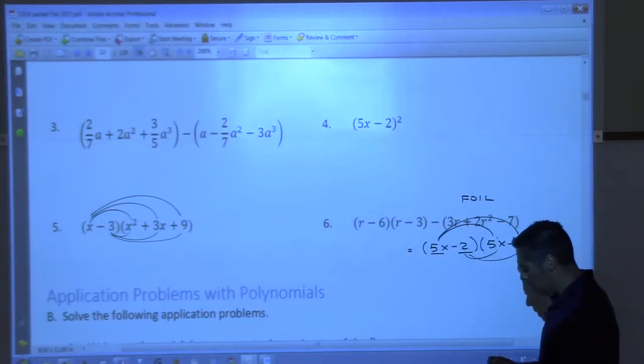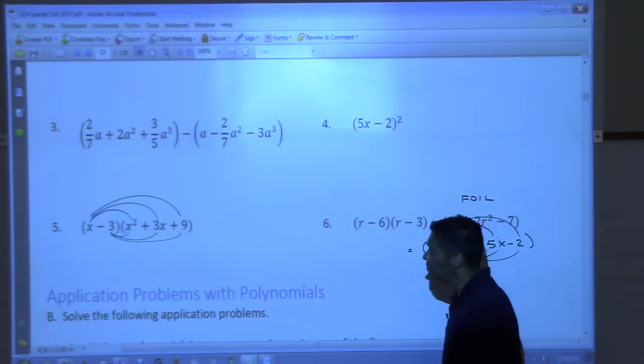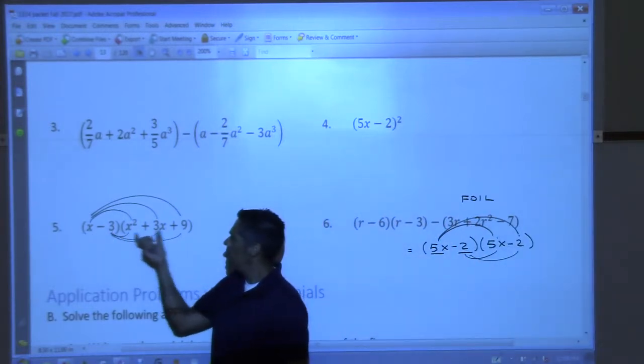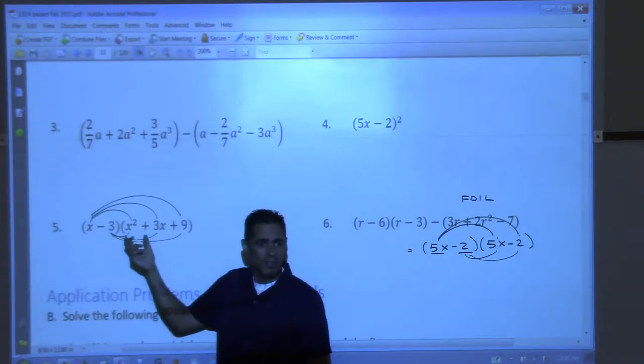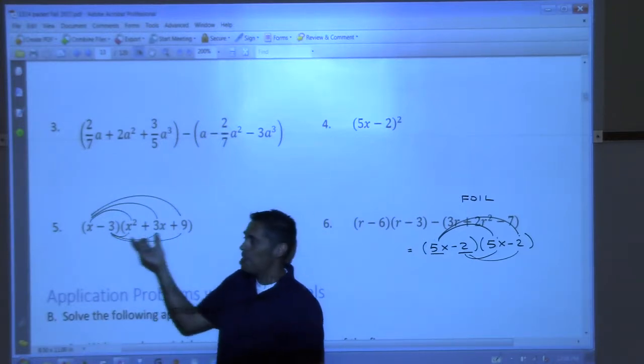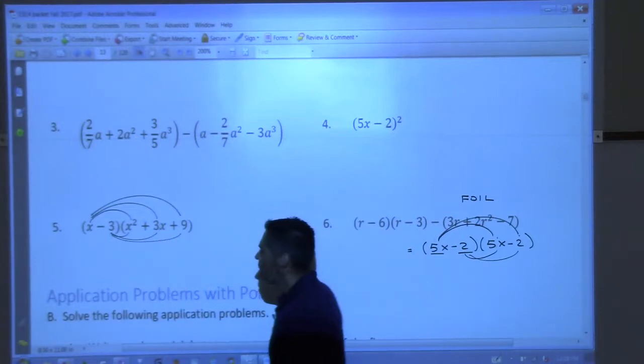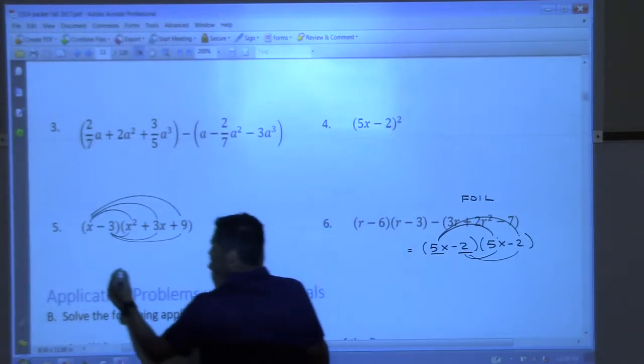So how many multiplications do I have to do here? There's 6, right? Because I had 2 guys here and 3 guys here, and 2 times 3 is 6. So if I had 3 guys here and 3 guys here, it would be 9 multiplications I'd be doing, right? All right, so let's do it.